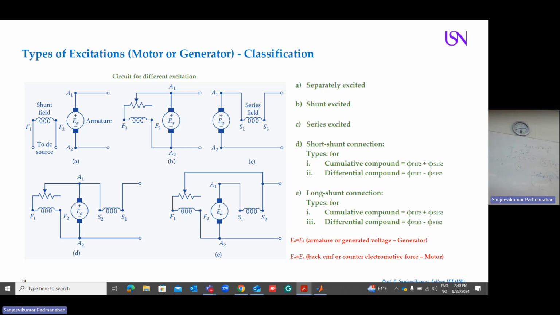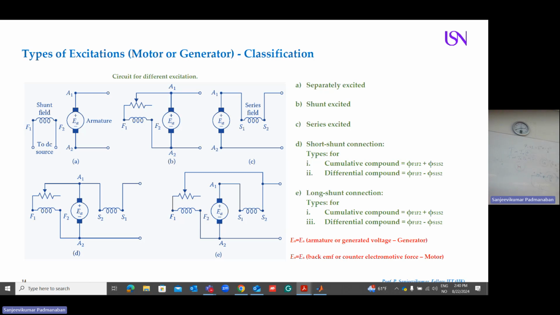This is called short connection because you see the connection is very short. I connect directly to the field winding, very short. The distance, how I'm connecting between the armature winding and the field winding, how close, that is for short shunt. This is long shunt.